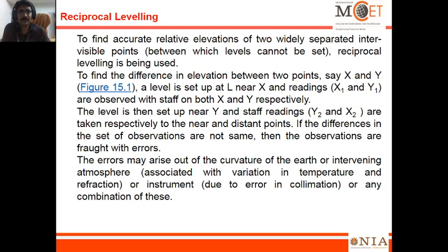So to find the difference in elevation between 2 points, say x and y, we will show in the figure. A level is set up at L, which is nearer to x, and the readings are taken. x1 is nearer and y1 on the other side of the water body are observed with the staff on both x and y. Similarly, the level is then set up at y on the other side. From that y, the staff readings are taken, x2, y2, right? The y2 is now the nearer one.